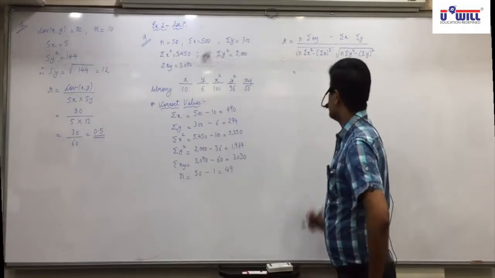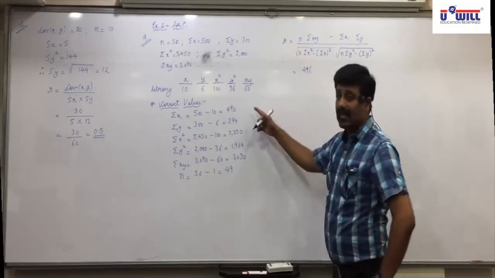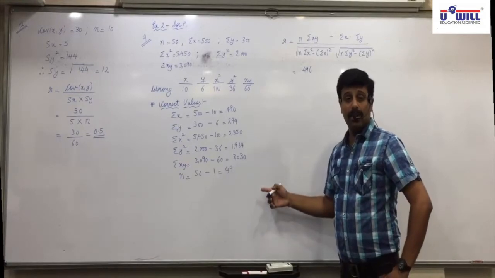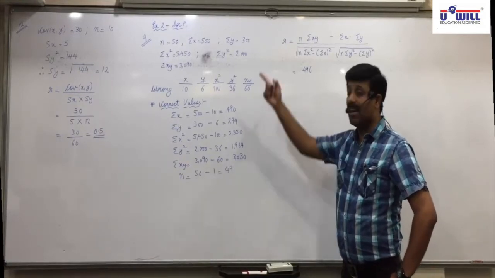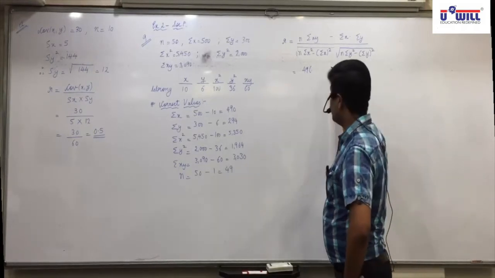Charuda, put the values. 49. And we will put 49. See that, be careful, put the correct values. After doing so much labor, don't put the wrong values in that again. Okay? And we will put 49 then.